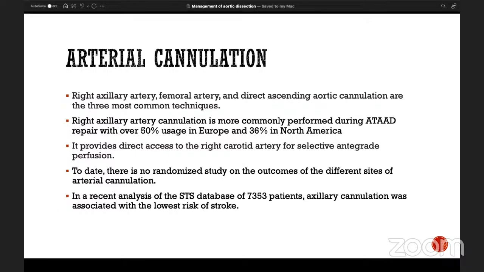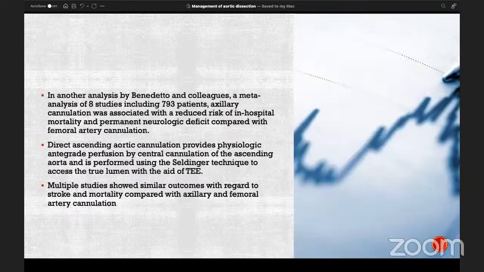In fact, there is no randomized study comparing the outcome of these different strategies, but there are some reports from registry and retrospective studies, like the one from the STS database with almost 7,300 patients. The axillary cannulation was associated with the lowest risk of stroke. Another meta-analysis of 8 studies, including around 800 patients, found axillary cannulation associated with reduced risk of in-hospital mortality and permanent neurological deficit compared with femoral artery cannulation.